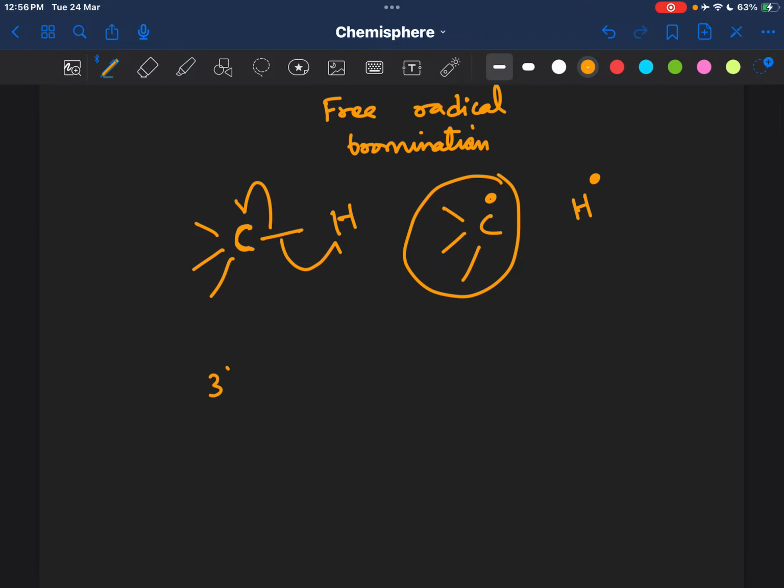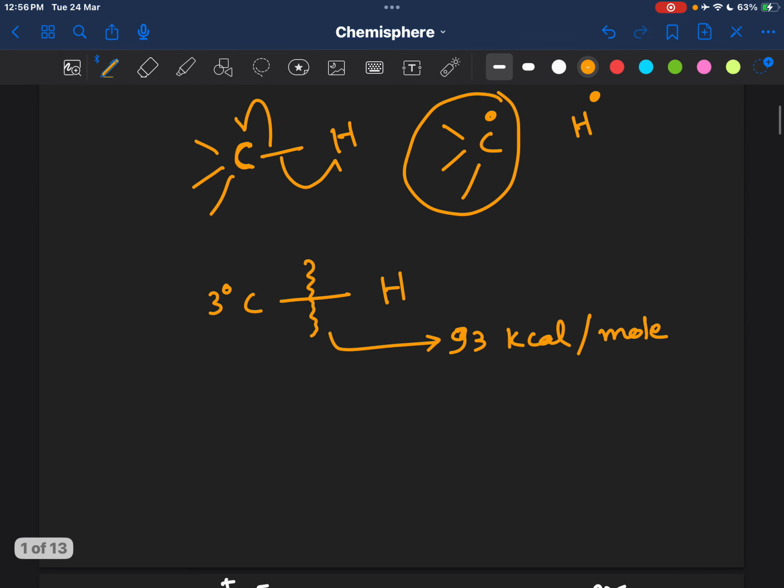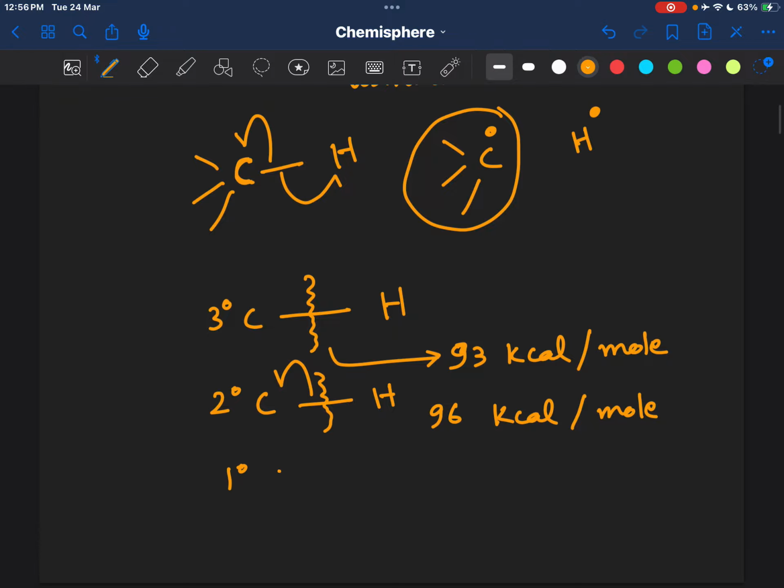If you have a 3-degree carbon which is connected to a hydrogen, to break this bond to form a free radical, the energy required is 93 kilocalories per mole. Okay, if you have a 2nd-degree carbon attached to a hydrogen, to break this and to get a free radical, the energy required is even more, 96 kilocalories per mole. And to break a 1-degree carbon which is attached to hydrogen, to get a free radical is even more, that is 100 kilocalories per mole.